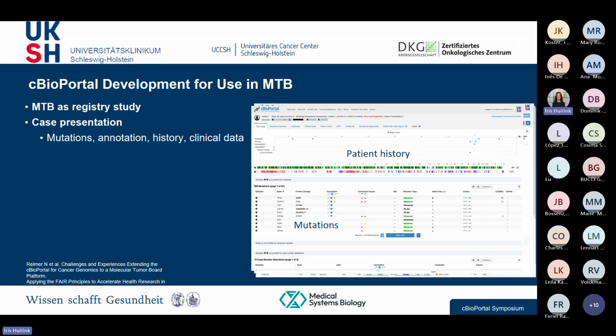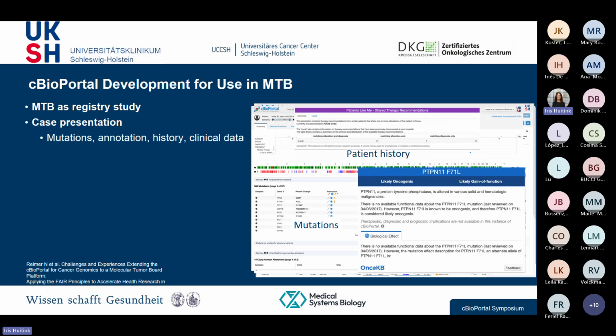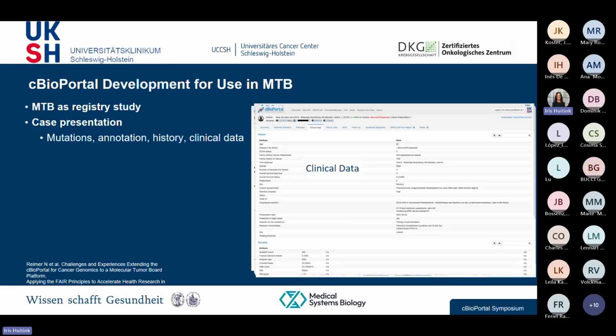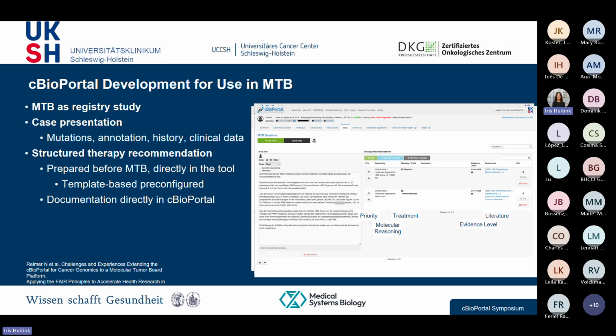Now, what did we do extra? You know, the patient history, you know, the mutations, but we added some extra, and the medical doctors nicely use basically the added annotation linked to all of the OncoKB and other databases and the clinical history. We have this module Patients Like Me, where you can find, just based on the mutations, similar patients. But you can also have this view on the clinical data, and you have some extra tabs where you can add pathology reports, bioinformatics reports, and others. And the central module that we developed is basically a structured therapy recommendation.